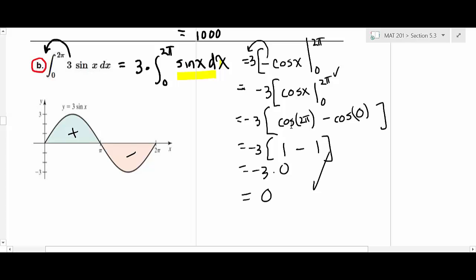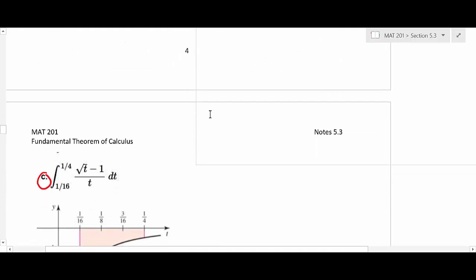And I'll tell you what actually happens on this: this area right here is 3. This area right here is negative 3. That's how it happens. So if you did that integral from 0 to pi, you would actually get 3. Does that make sense? Does that seem logical? That's mainly what we're going to work on.